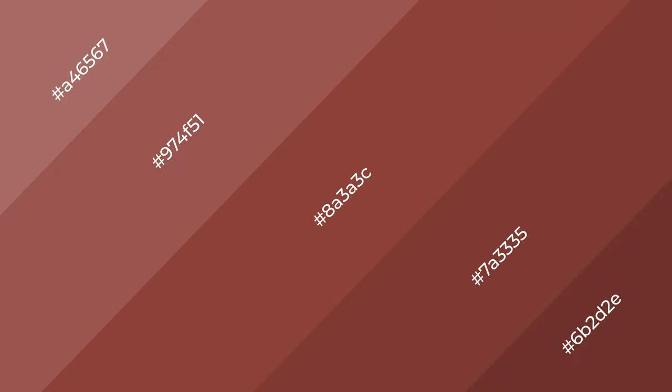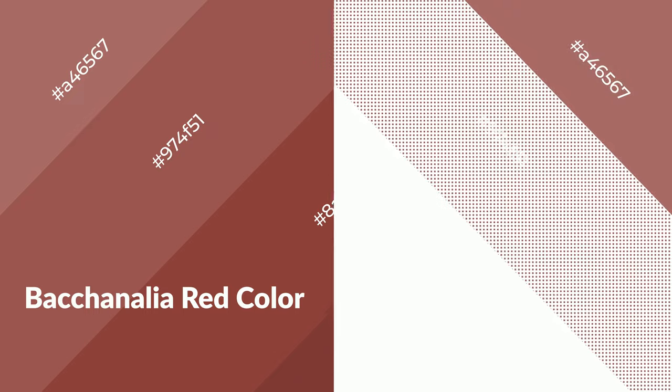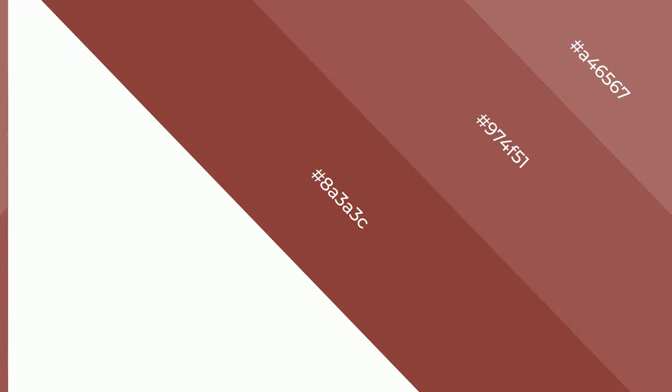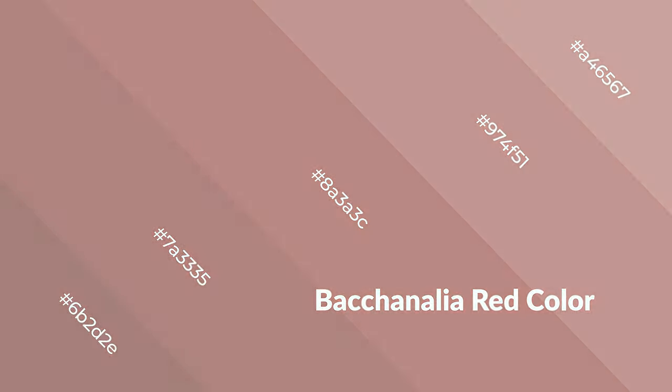Bacchanalia Red is a warm color, and it emits cozier and active emotion. Warm colors are symbols of warmth, fire, heat, and sunshine. It also evokes joy, passion, love, and even anger emotions. You can see them used in restaurants and gyms.